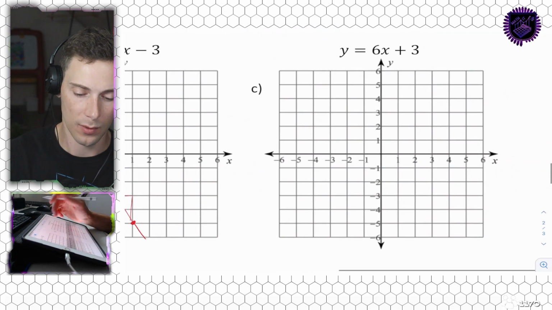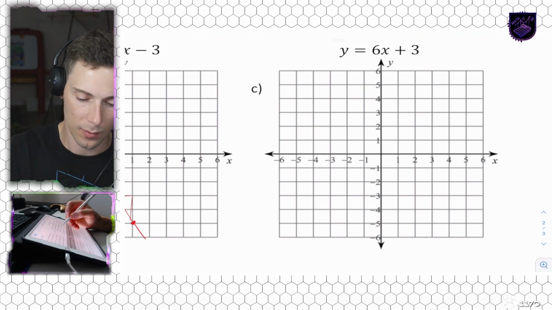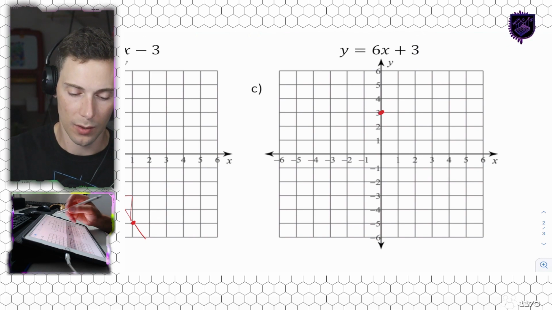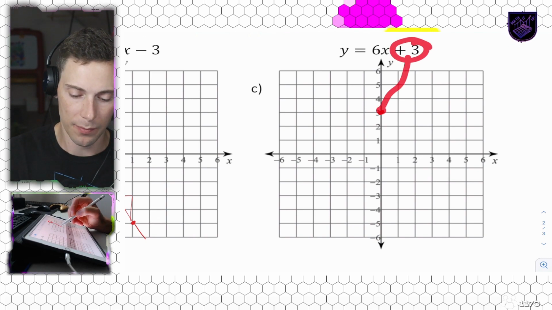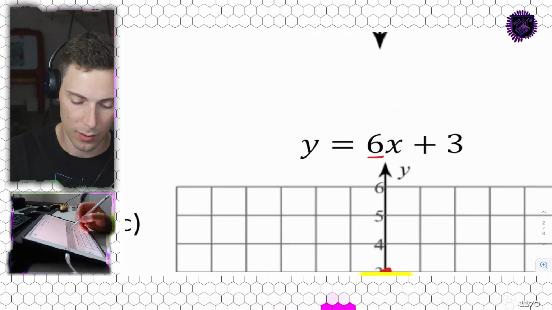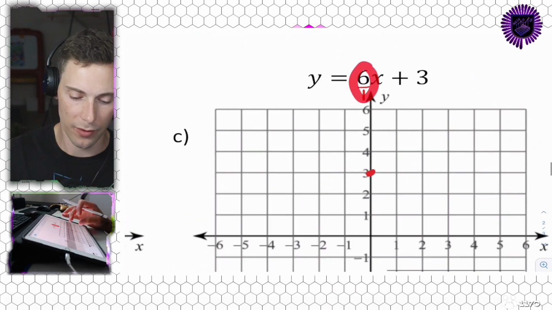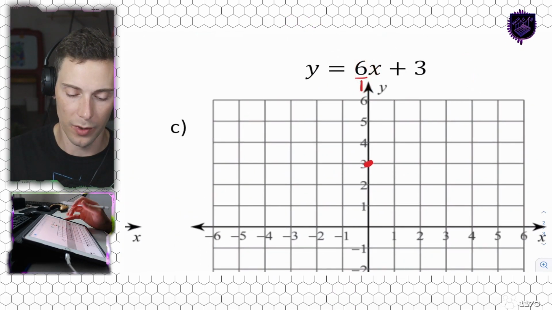Next one, y-intercept +3. Write it on our graph, our coordinate plane. There's our y-intercept +3. Let's look at our slope. It's going to be 6 over 1. That's our slope. For every 1 over, it moves 6 up.